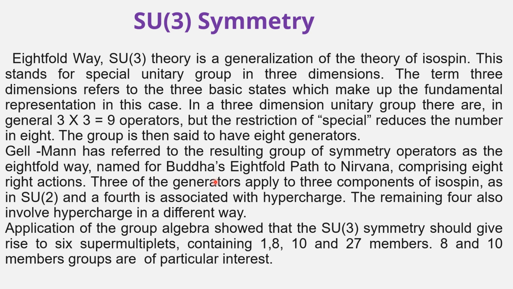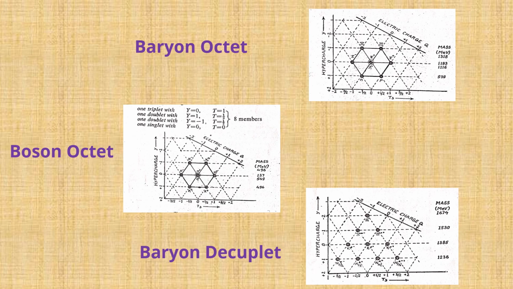Three of the generators apply to three components of isospin, as in SU2, and a fourth is associated with hypercharge. The remaining four also involve hypercharge in a different way. Application of group algebra showed that the SU3 symmetry should give rise to supermultiplets containing 1, 8, 10 and 27 members. The 8 and 10 member groups are of particular interest, and we will be discussing the groups containing 8 members or 10 members.